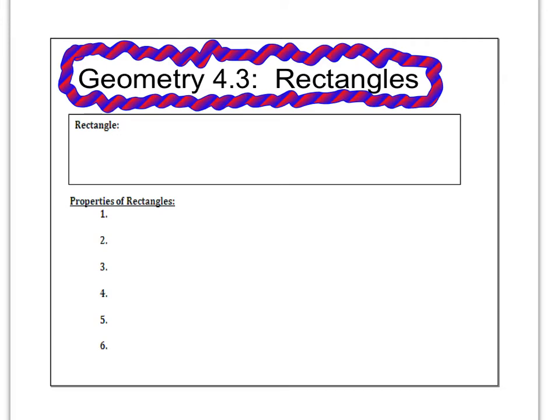Hi everyone, this is Mrs. Snowbeck. Today we are going to do Unit 4, Lesson 3, and we're going to focus on rectangles.